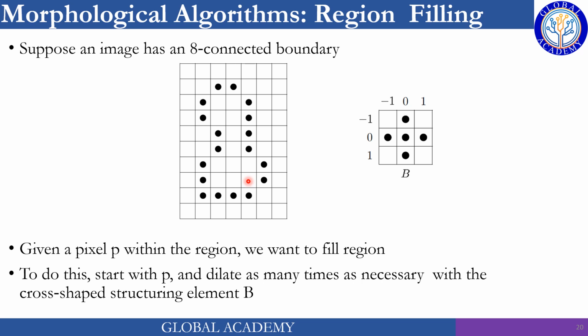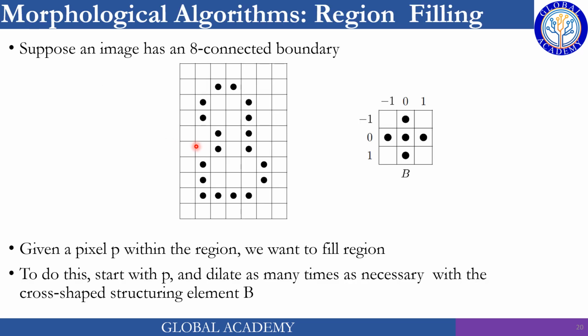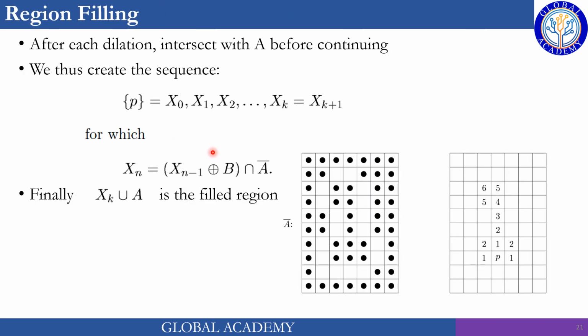So we dilate this image with B as many times as necessary, and then we apply intersection with A complement. So it's like a repetitive or iterative process. So we have this A complement. Okay, this is the original image, like this one. So first you have to dilate it using the structuring element, then take intersection with the A complement.